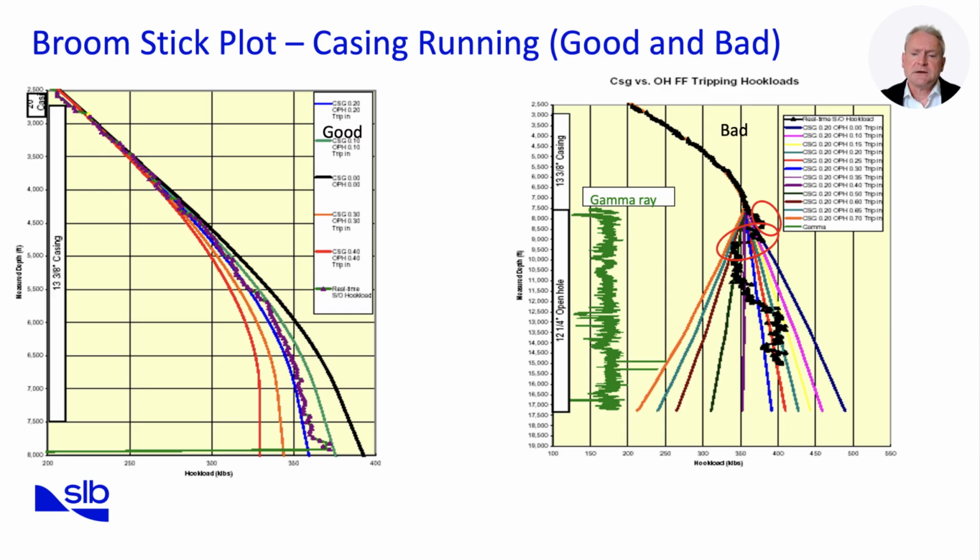As casing is run deeper, these effects intensify, increasing the risk of casing getting stuck or failing to reach target depth. By contrasting these two plots, we see how broomstick analysis provides real-time diagnostics. In the good case, casing can be confidently advanced. In the bad case, the data clearly signals the need for remedial action, such as wiper trips, increased circulation, or lubrication additives before proceeding further.